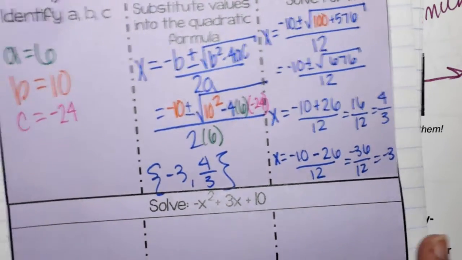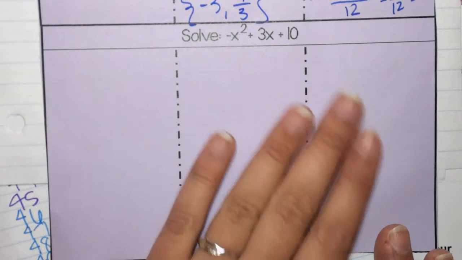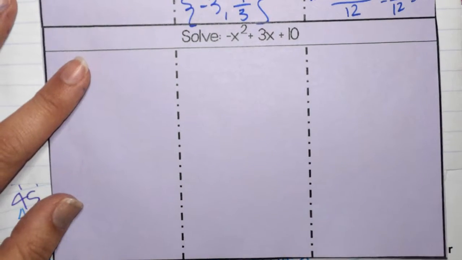All right, now I want you to identify A, B, and C on your own of this one. We're going to walk through another one together, and then you're going to tell me where you're confused. So identify A, B, and C without me.